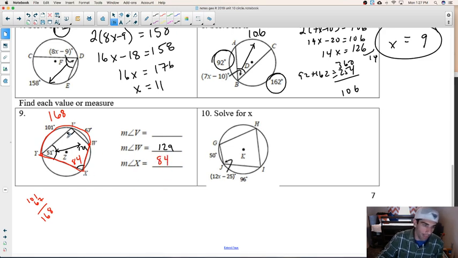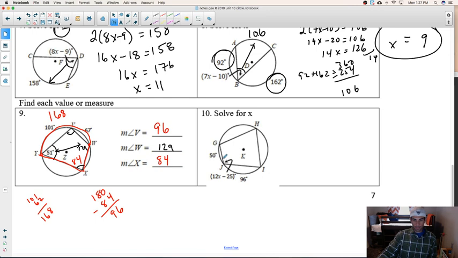Now go opposite of that. If you go opposite of that, you're going to have angle V, so you would just do 180 minus 84, and that's going to give you 96. And there you go. That's how you're going to get that there.